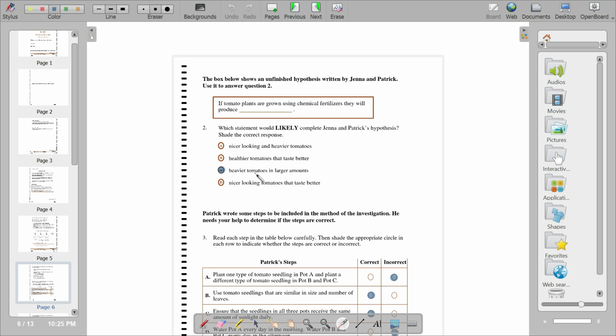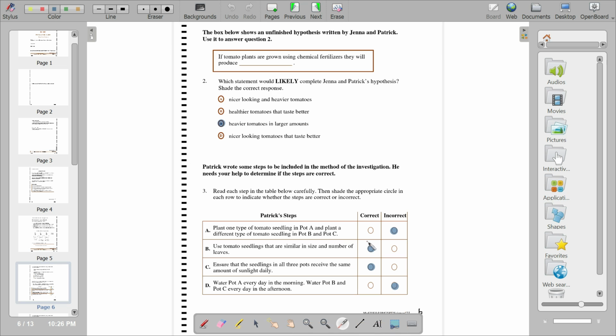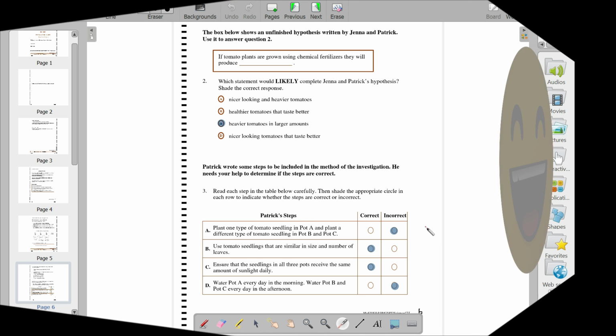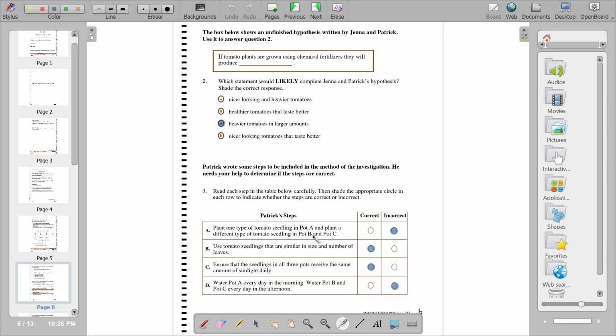Because Jenna and Patrick set out to get heavier and larger tomatoes, that's why I shaded C, soil. If what you put in the soil, or what's in the pot, if you change the seedling, then it's not going to give you the right type of answers that you're looking for. So what I did, I selected incorrect, right? B, use tomato soil in each pot.